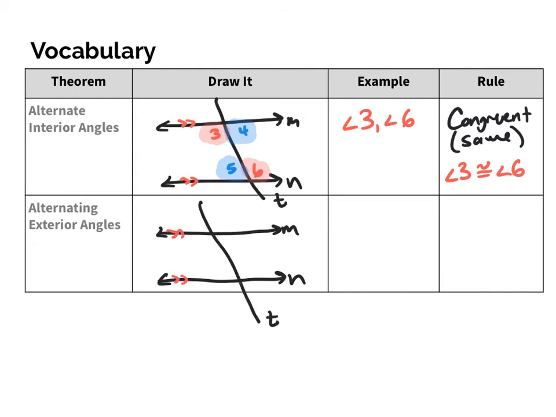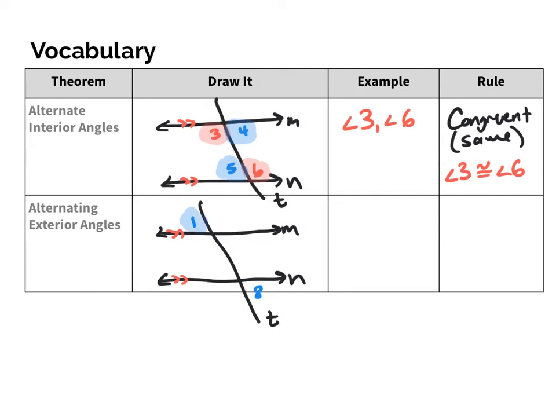To make them exterior angles, again, I want to look at the angles on the outside. So to use the numbers that I had before, I would say here that angle 1 and angle 8 would be alternate exterior angles because they are on the outside of M and N, and they are on opposite sides of the transversal, and again, not next to each other. They are not adjacent to each other.